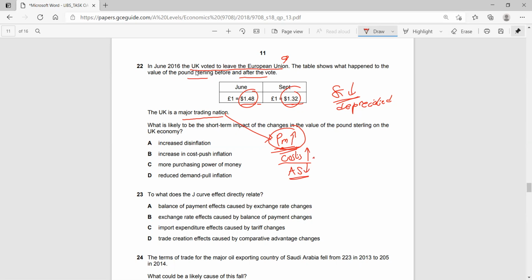And because the cost of production rises, your aggregate supply decreases, which increases prices. That's what's called cost push inflation. So an increase in cost push inflation would be your answer.